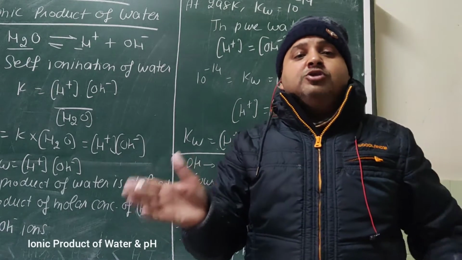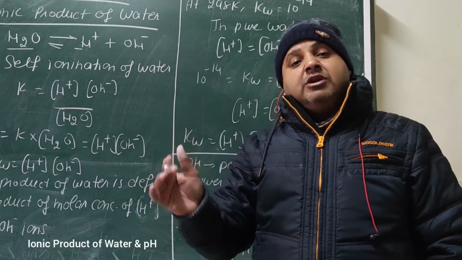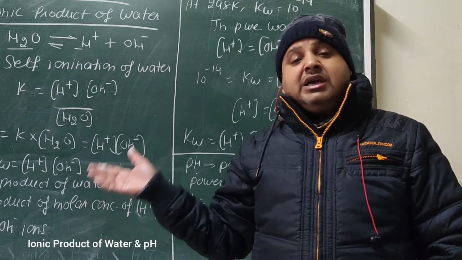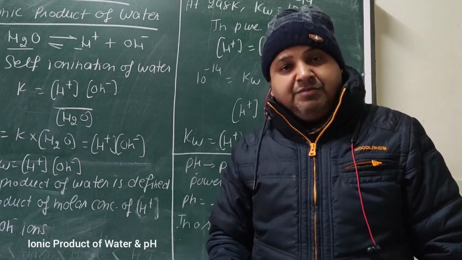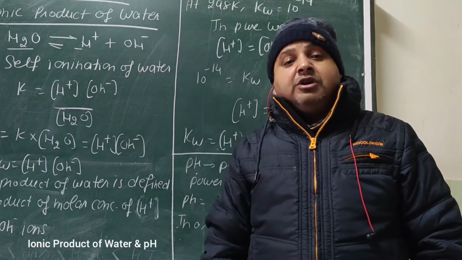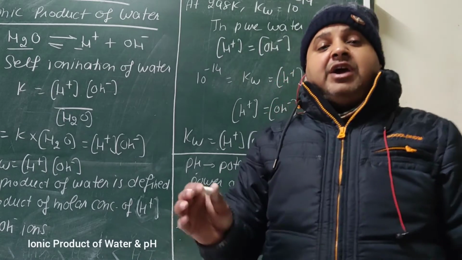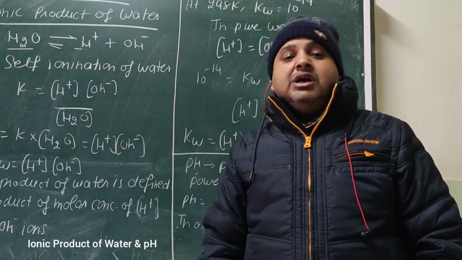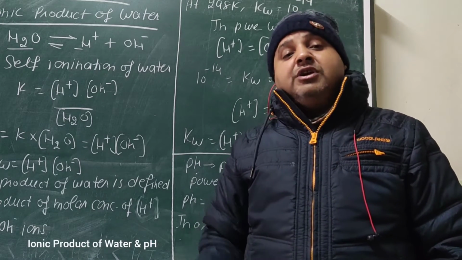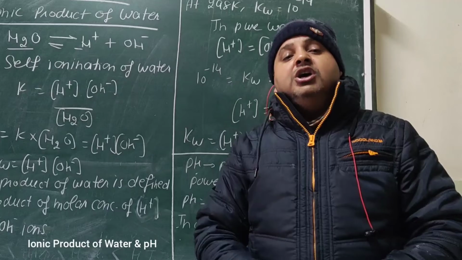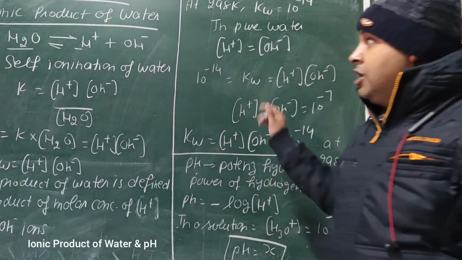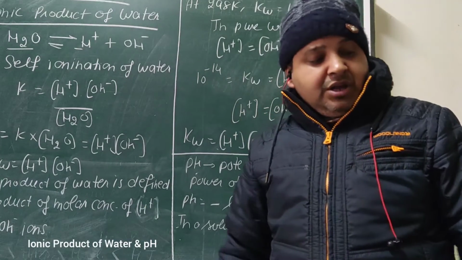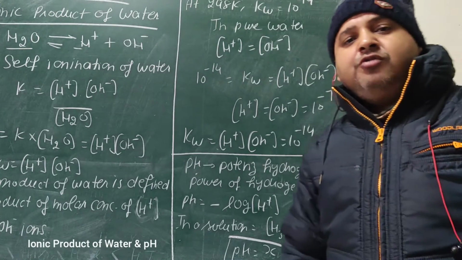If the pH value is below 7, it is acidic. If the pH value is above 7, like if the value of any solution is 14, that is for a strong base. If any solution's pH value is 1 or 2, that means we are talking about a strong acid. If the pH value is 7, it means we are talking about a neutral solution. So that was all about pH and the ionic product of water.